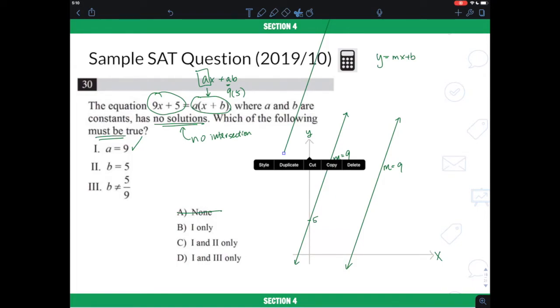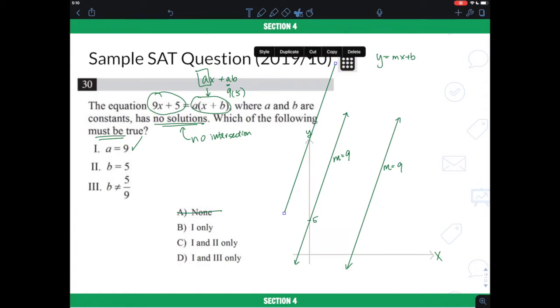Now that would create a condition where those two lines would not intersect, but as I said, it could be anywhere on the graph as long as they don't touch each other, meaning as long as they don't share the same y-intercept, they would not touch each other. So 45 is okay, but it's not a must-be situation. So that's why we would say, nope, this is not going to be a required, must-be kind of condition for them to have no solution.